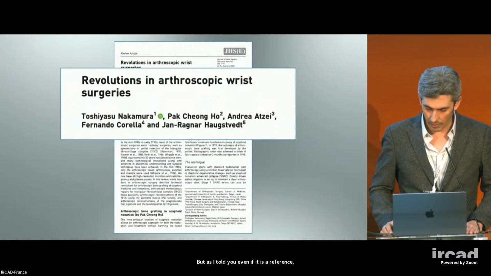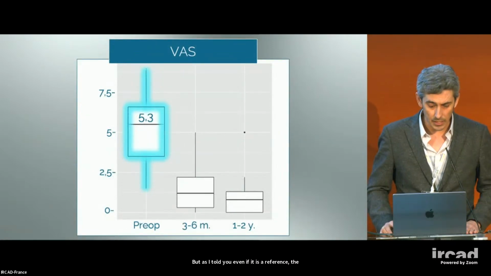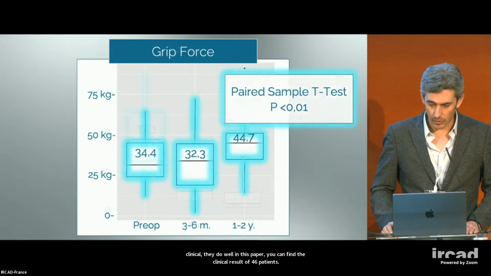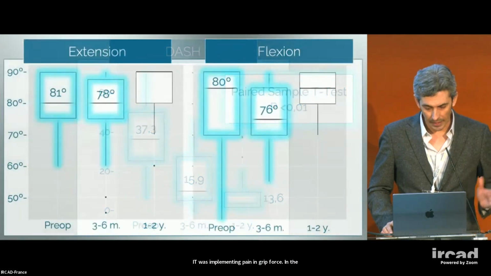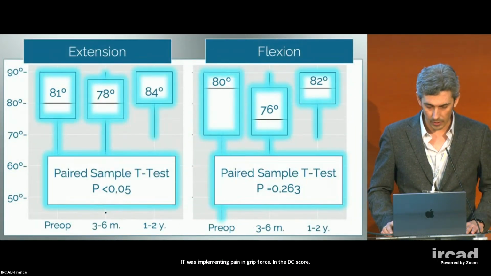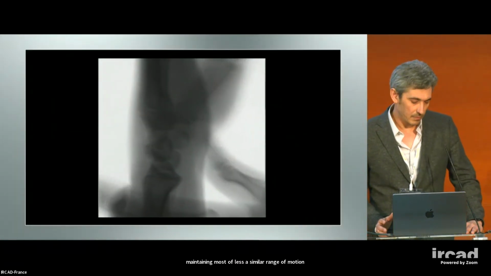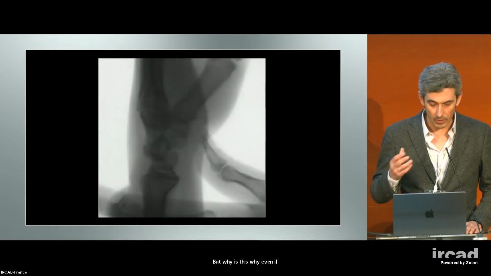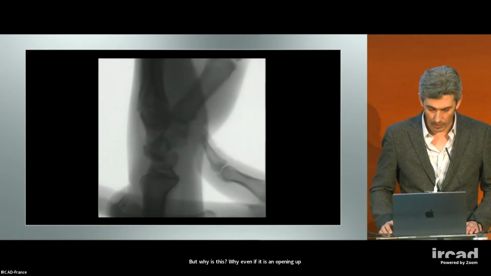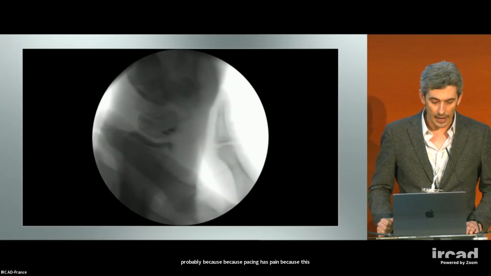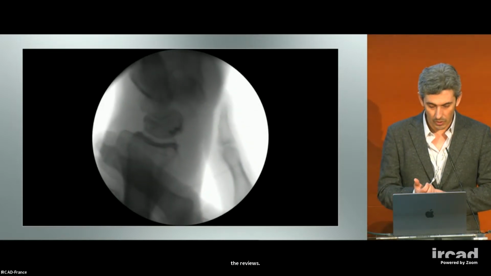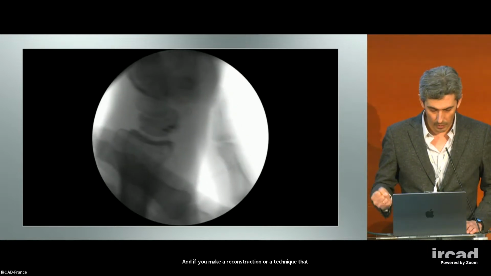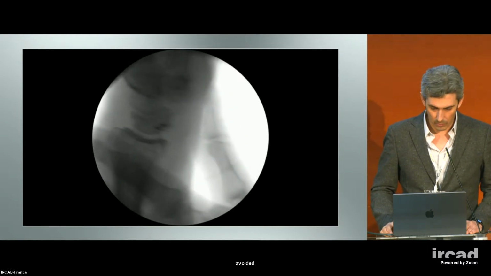In this paper, you can find the clinical result of 46 patients. So there was an improvement in pain, in grip force, in the DASH score, maintaining more or less a similar range of motion. But why is this? Why, even if there is an open gap? Probably because the patient has pain because of this dorsal displacement of the scaphoid over the dorsal rim of the radius. And if you make a reconstruction or a technique that avoids this dorsal displacement, patients can improve with the grip strength, and they are doing well.